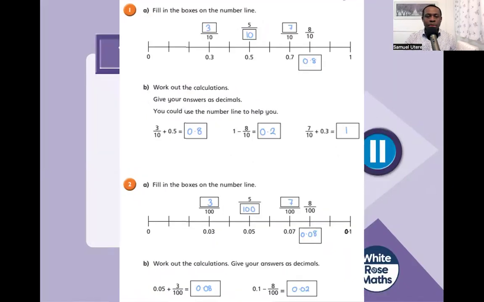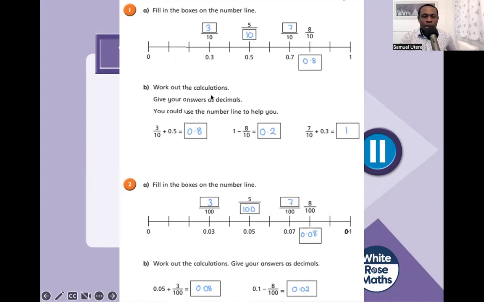Let's discuss them. So for question 1, you were asked to fill in the boxes on the number line. Note that between 0 and 1, you have 1, 2, 3, 4, 5, 6, 7, 8, 9, 10. You have 10 intervals. Now, if you divide 1 by 10, it means each of these intervals is 0.1. So that should be 0.1, 0.2, 0.3. So that should be 3 tenths. This should be 5 tenths, 7 tenths, and 0.8. So these are simple equivalents that you should know.